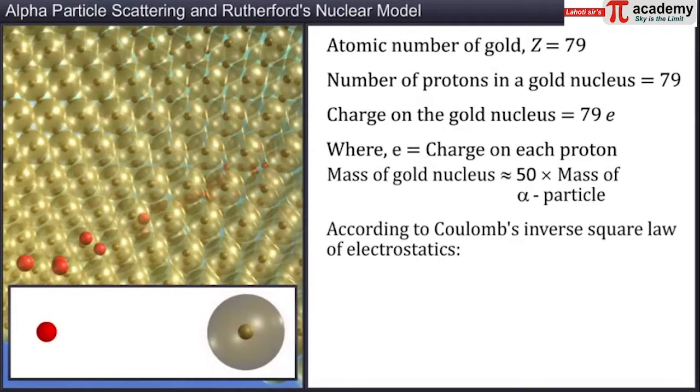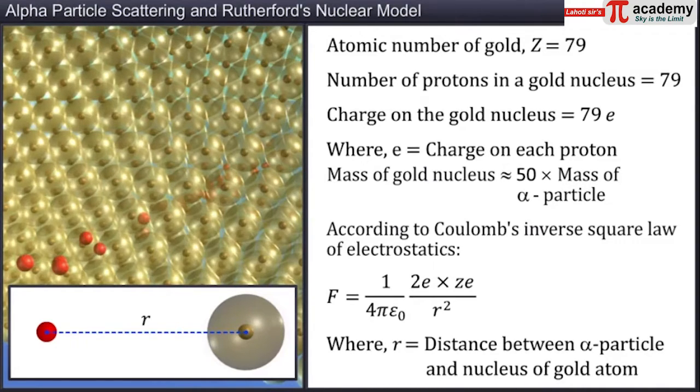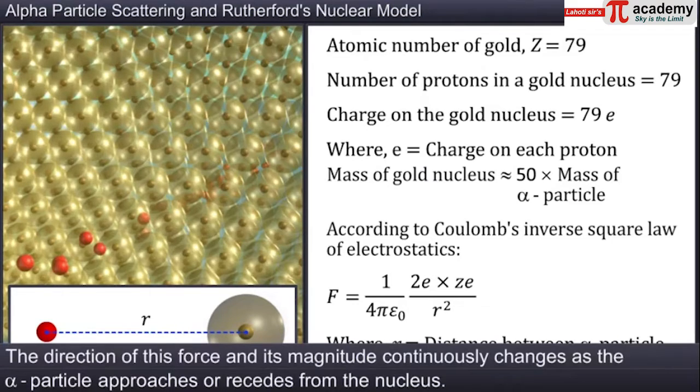Now, according to Coulomb's inverse square law of electrostatics, the magnitude of the repulsive force between the alpha particle and the gold nucleus, F, is equal to 1 by 4 pi epsilon naught into 2e into Ze by r square, where r is the distance between the alpha particle and the nucleus of the gold atom. This force acts along the line joining the alpha particle and the nucleus of the gold atom. The direction of this force and its magnitude continuously changes as the alpha particle approaches or recedes from the nucleus.